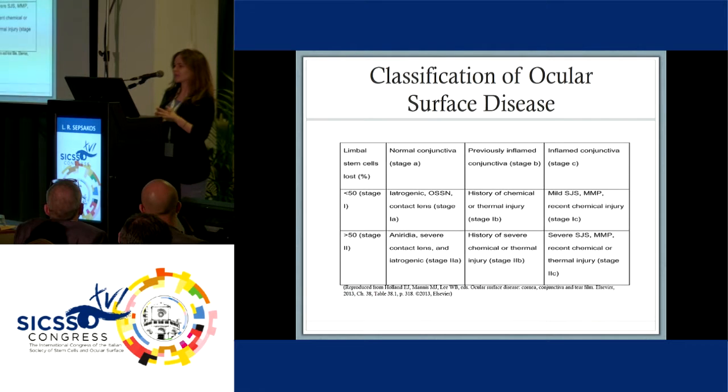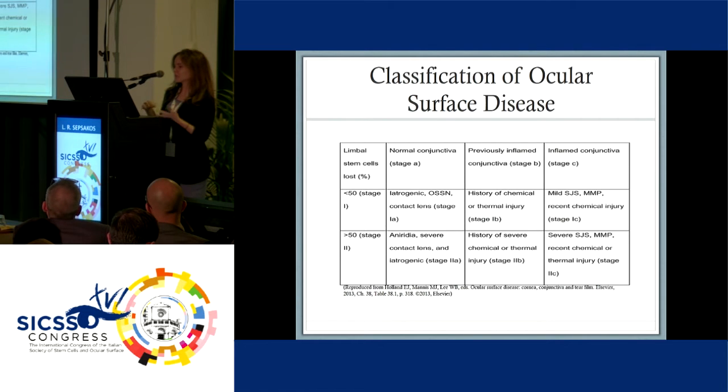Finally, we can classify ocular surface disease. Based on the left-hand column, you'll see the limbal stem cell loss. We break it down into less than 50%, which is stage 1. These patients are usually able to repopulate their corneal epithelium. Greater than 50% is stage 2. Then going across the top, we look at the state of the conjunctiva. A normal conjunctiva is stage A, a previously inflamed conjunctiva which is now quiet is stage B, and inflamed conjunctiva is stage C.